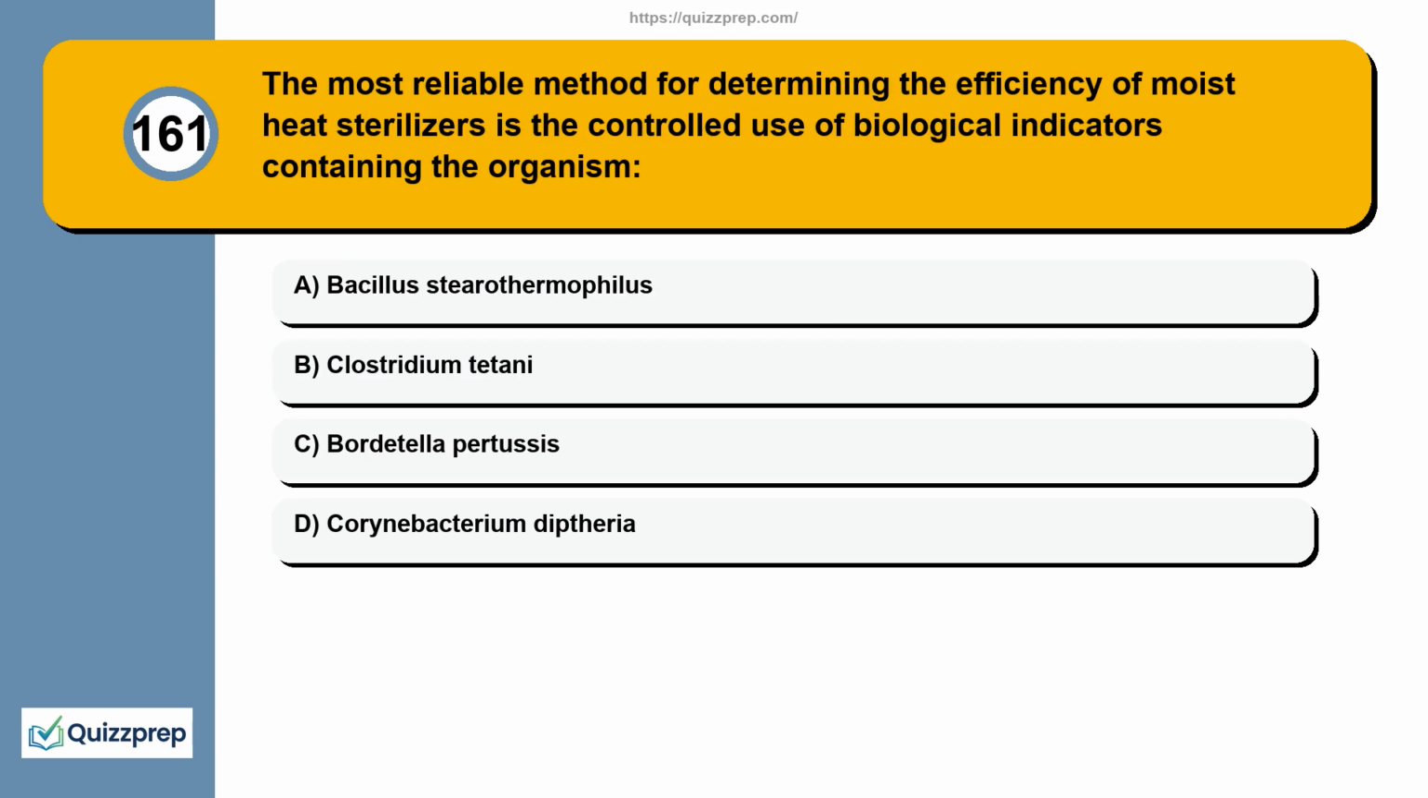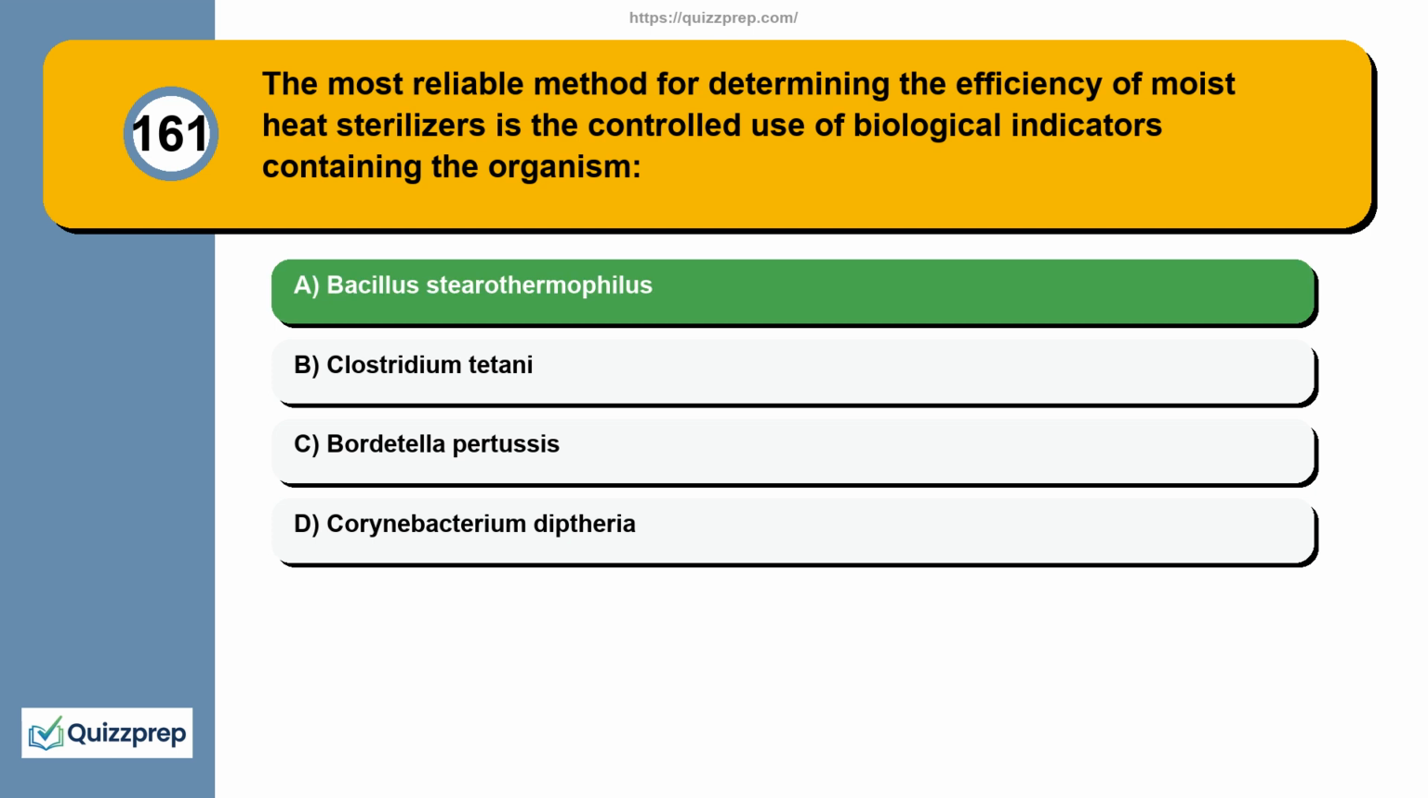Question 161. The most reliable method for determining the efficiency of moist heat sterilizers is the controlled use of biological indicators containing the organism. Option A, Bacillus stearothermophilus. Option B, Clostridium tetani. Option C, Bordetella pertussis. Option D, Corynebacterium diphtheriae. The correct answer is option A, Bacillus stearothermophilus.